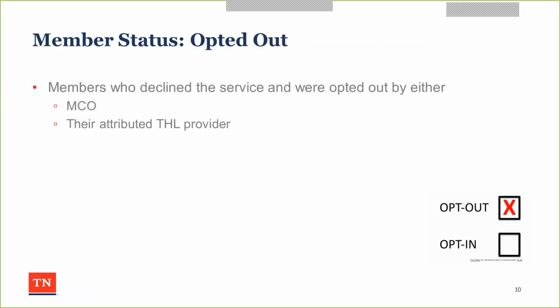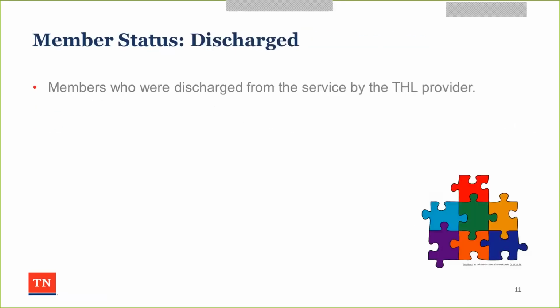The next status, of course, is opted out. These are for members who have declined the service and were either opted out by the MCO or by their THL provider. This means the member specified that they no longer wanted to be in the THL program. They can notify their MCO or they can notify you and you can opt them out.